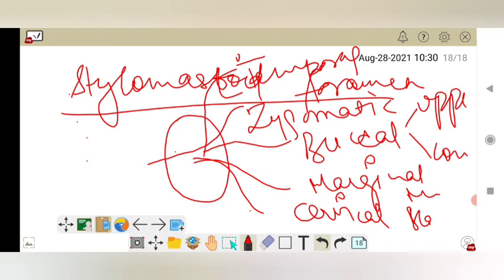The marginal mandibular branch appears first in the neck and then curves upward and forward across the lower border of the mandible. That's why it's termed the marginal mandibular branch, and it supplies risorius, depressor anguli oris, depressor labii inferioris, and mentalis. And the cervical branch appears in the anterior triangle of the neck through the apex of the parotid gland, and it supplies the platysma.